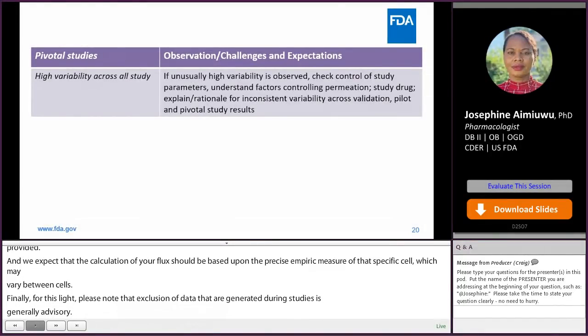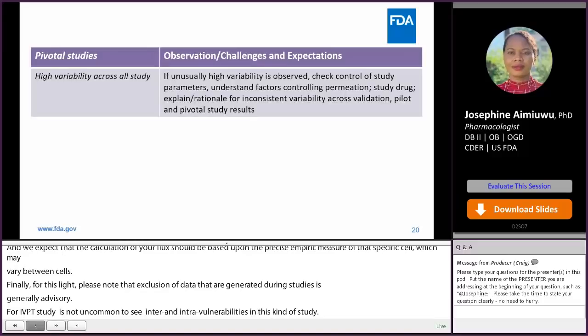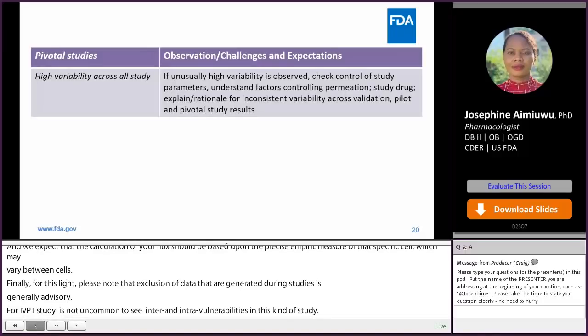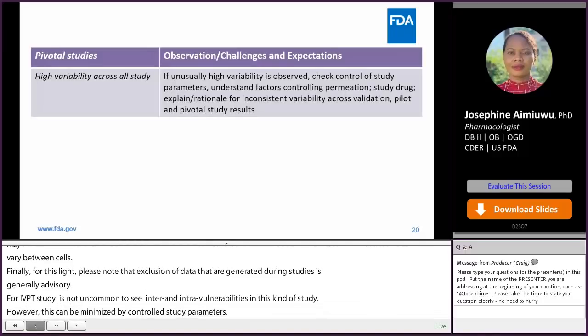For IVPT study, it is not uncommon to see inter and intra-donor variabilities in this kind of studies. However, this can be minimized by adequate control of study parameters. In cases where abnormally high variabilities are observed, it is recommended that applicants check the method parameters and try to understand the factors that may be controlling permeation for their test article.